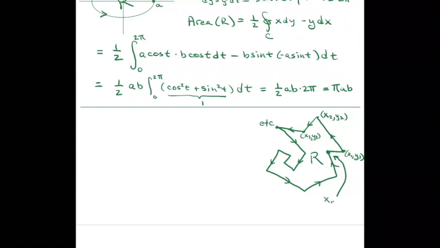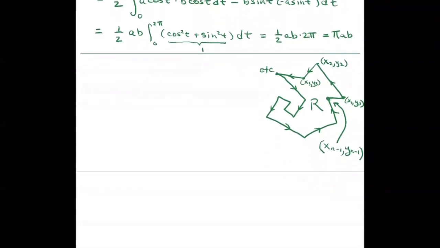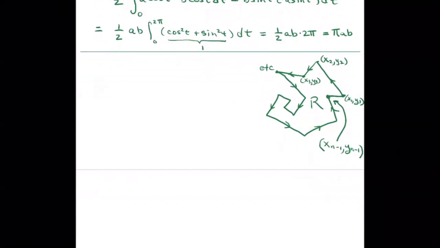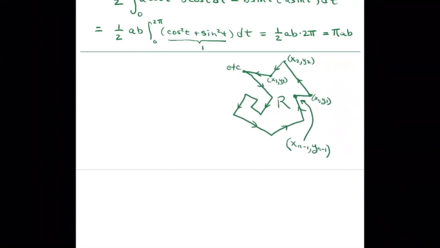The second to the last point here, I like to call it X sub n minus 1, Y sub n minus 1, like that, so that the last point is actually the first point. So I like to close the polygon so that X1, Y1 is the same as Xn, Yn. Does that make sense? So there's actually only n minus 1 points.